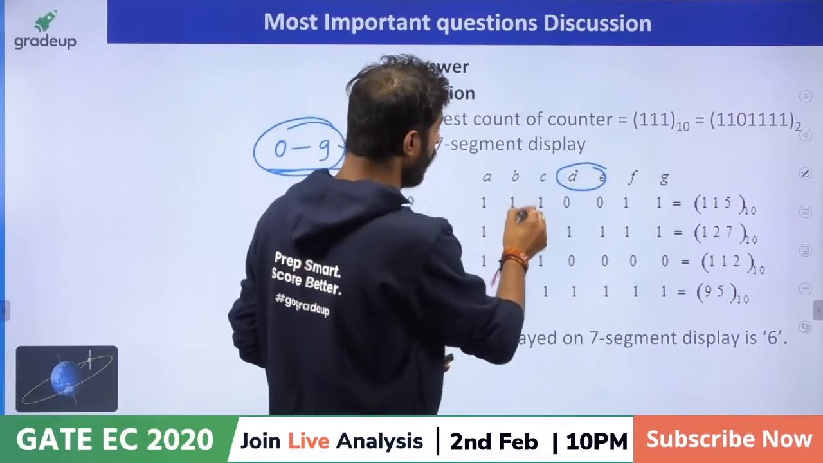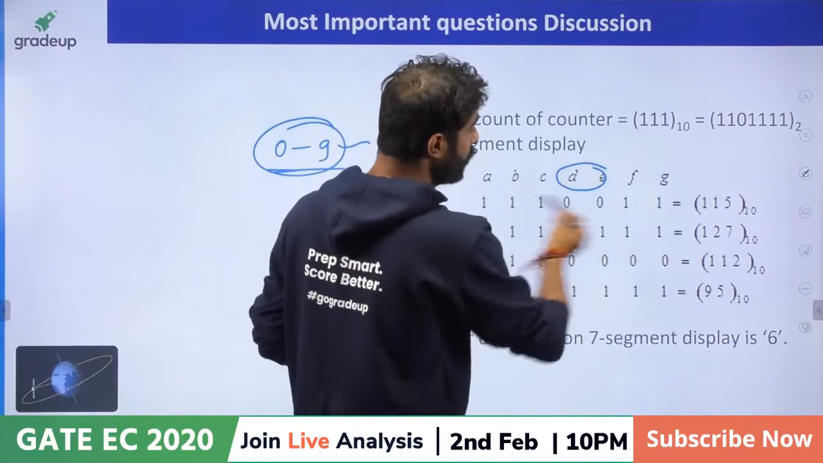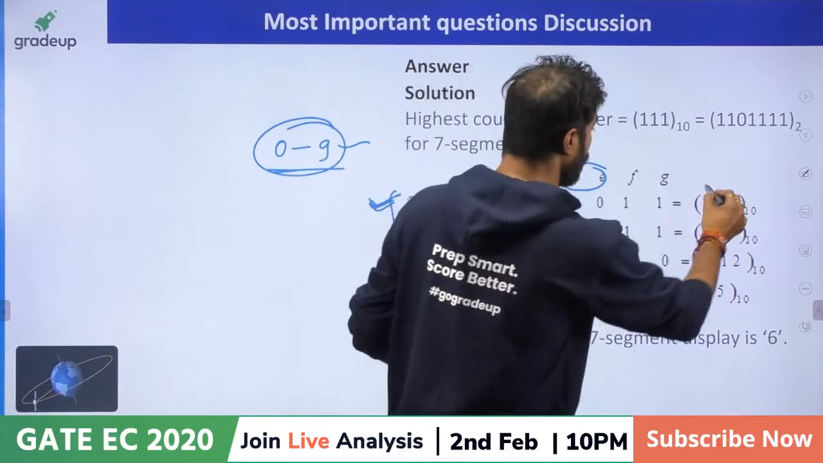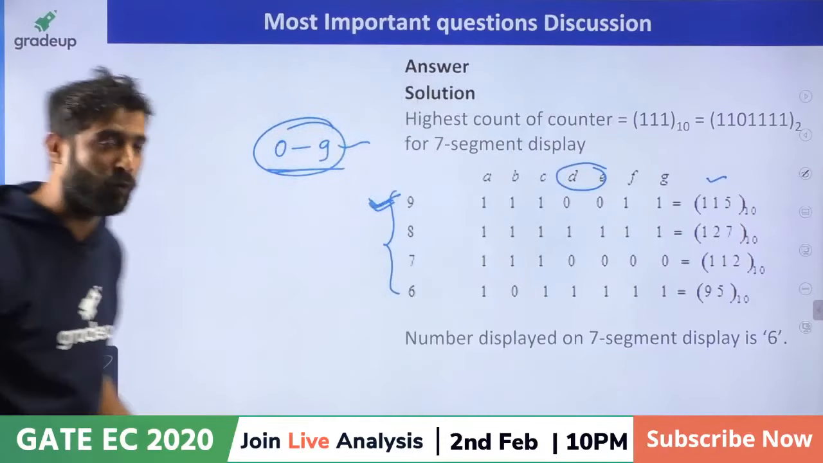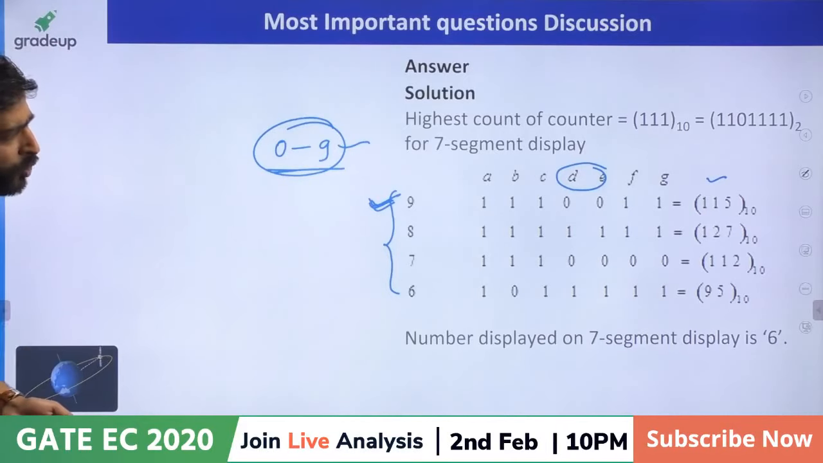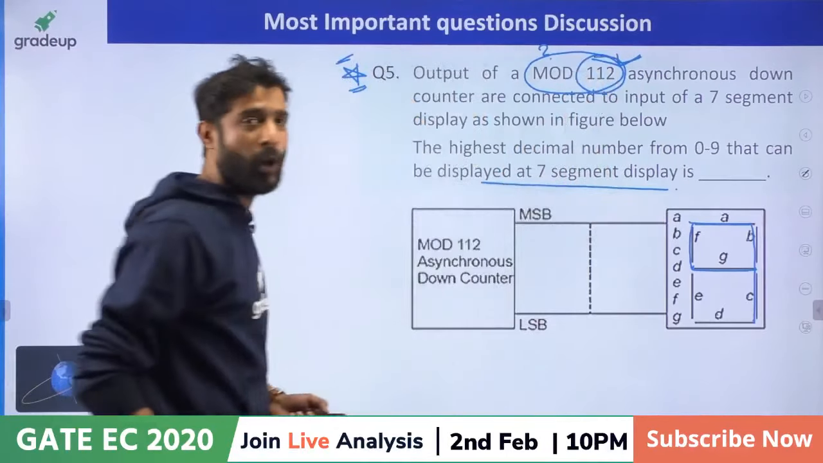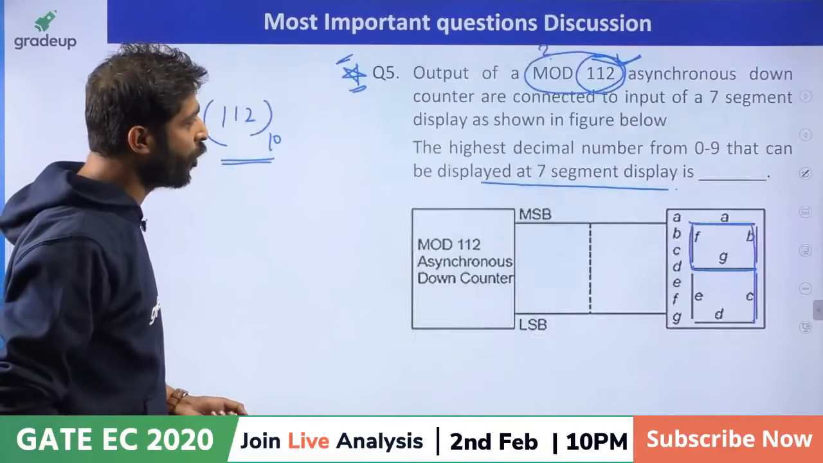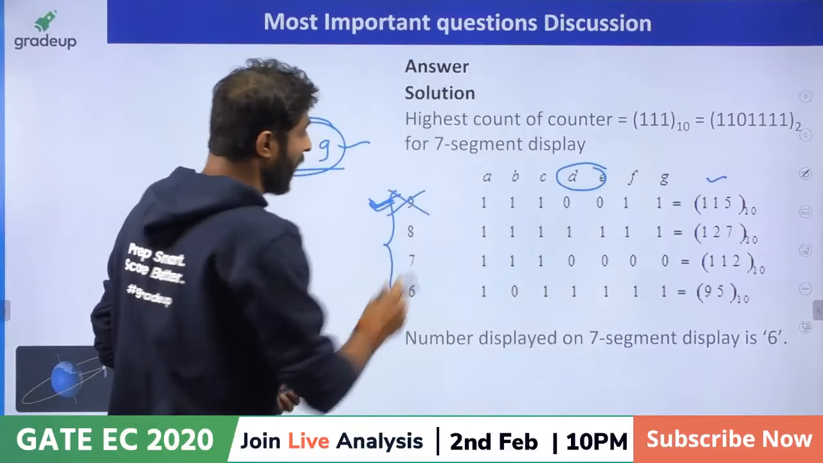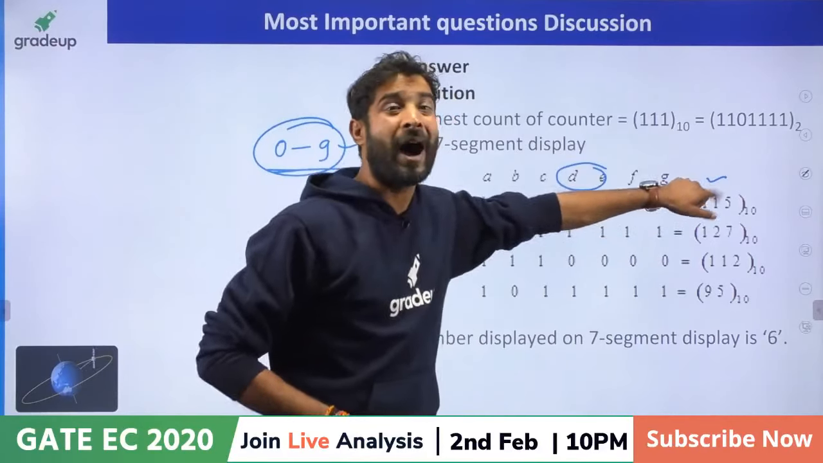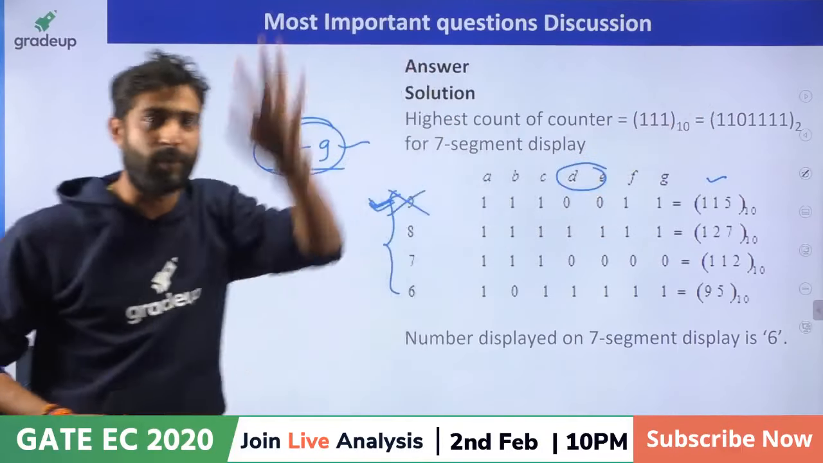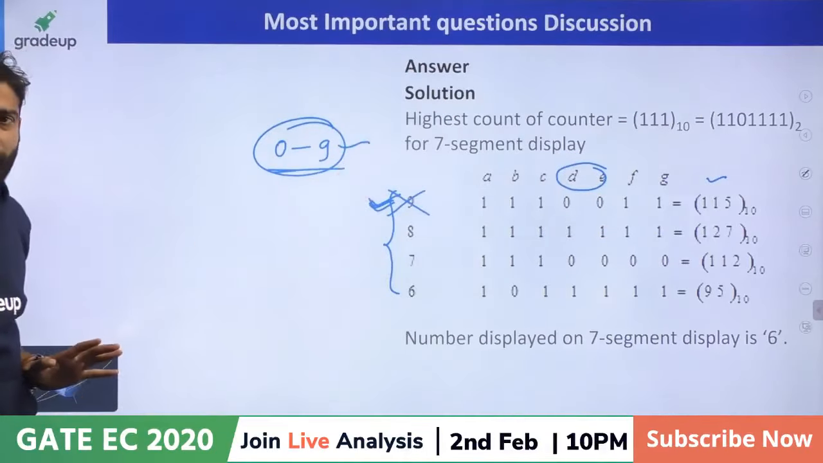If you write this value in decimal, it will become 115. So this question's value will be 115 and the mode is 112. Of course, this is not a part of the answer because it goes above the mode. The value should always be less than the mode. It is more than the mode, so the game is spoiled.